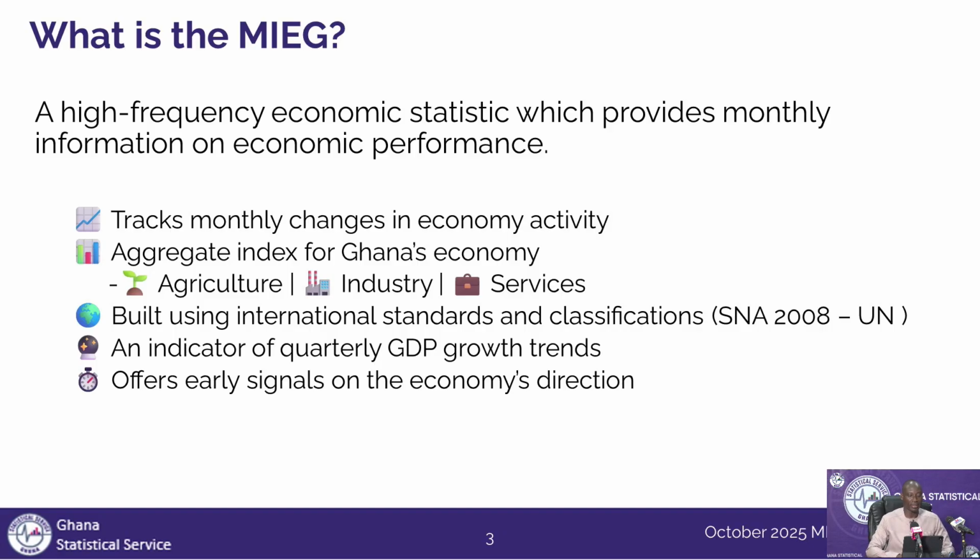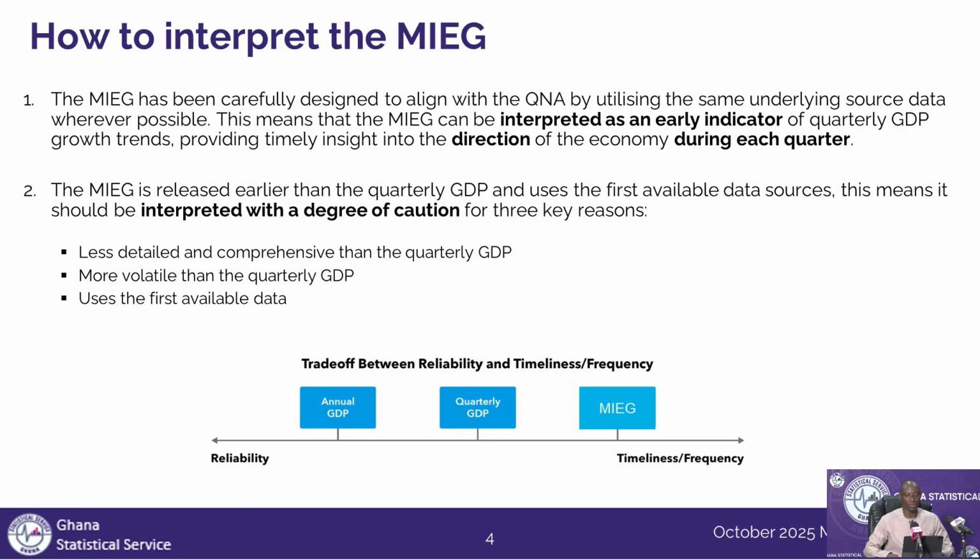Now, the MIEG is carefully aligned with our quarterly national accounts, using the same underlying data sources wherever possible. Because of this alignment, movements in the MIEG usually point in the same direction as future GDP results will show. However, it is important to interpret the MIEG with appropriate caution.